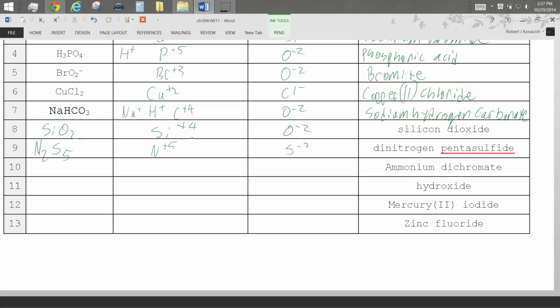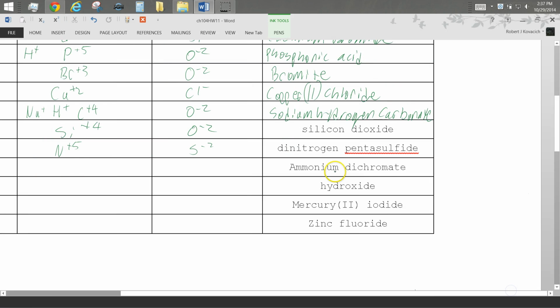Ammonium dichromate. Formula for that? NH4 in parentheses. What's next to the parentheses? 2. Okay. And then Cr2O7. Okay. So lots of stuff going on here.